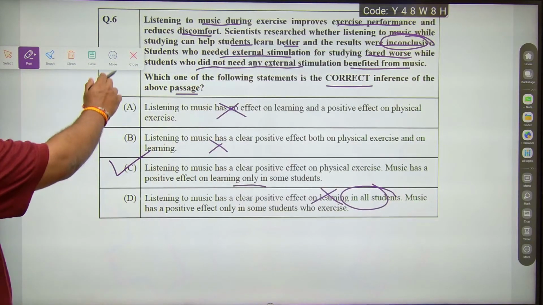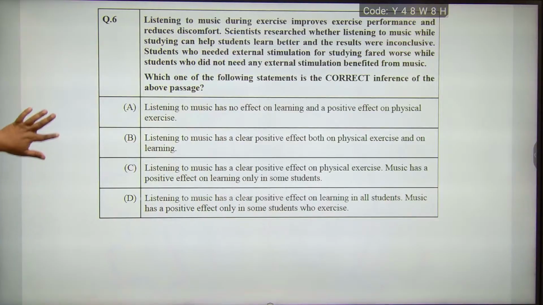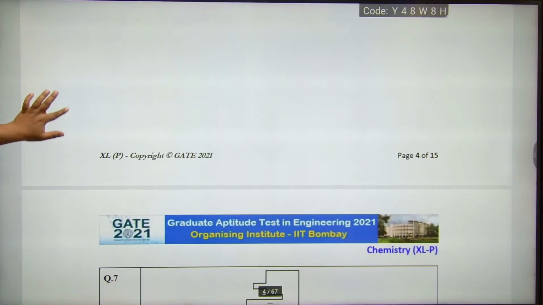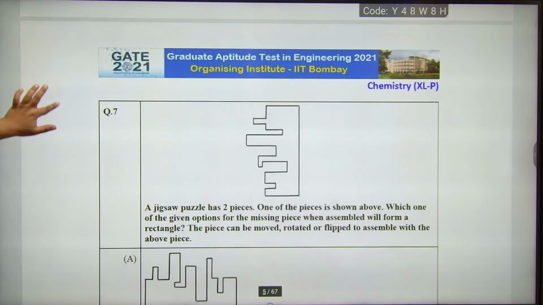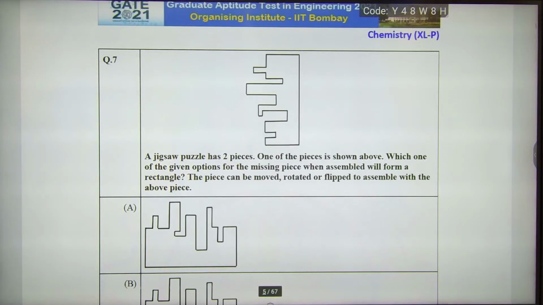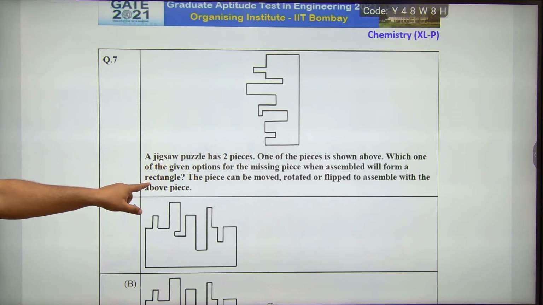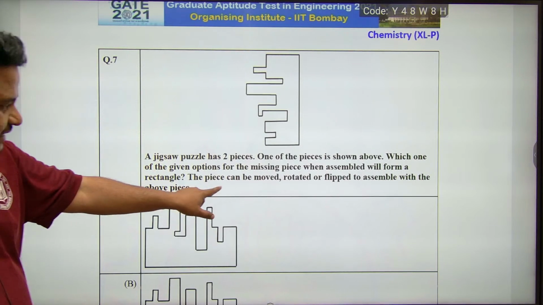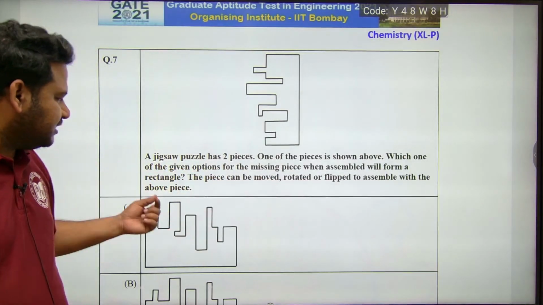Clear? So this is how you can go for logical deduction. Such questions you shouldn't get wrong. Easily 2 marks. A jigsaw puzzle has 2 pieces. One of the pieces is shown above. Which of the given options for the missing piece, when assembled, will form a rectangle? The piece can be moved, rotated or flipped to assemble with the above piece.